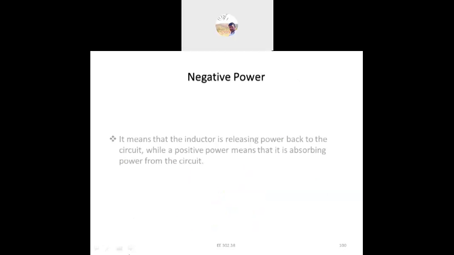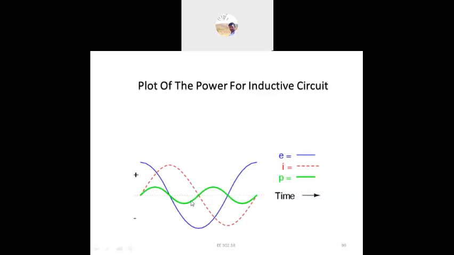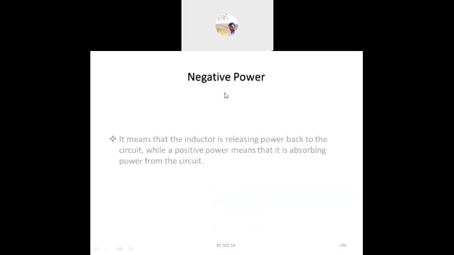Next, we have positive power and negative power. Negative power means the inductor is releasing the power back to the circuit, while positive power means it is absorbing the power from the circuit.